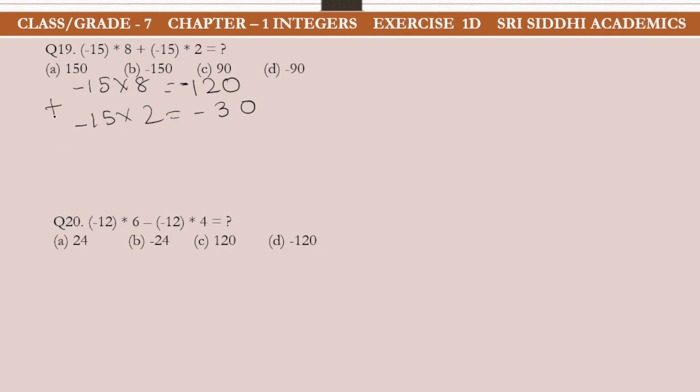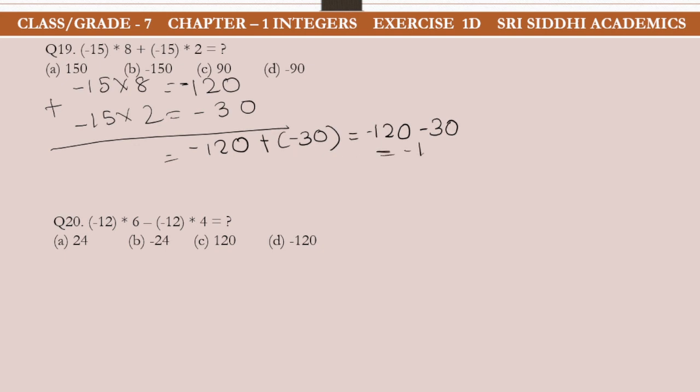So if you have to add these two, what will it be? It will be minus 120 plus minus 30. When you remove the bracket, it will be negative. So minus 120 minus 30 will be minus 150. This is one method.